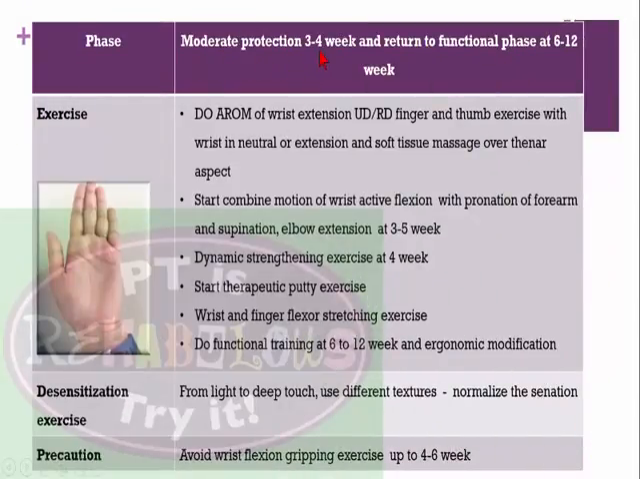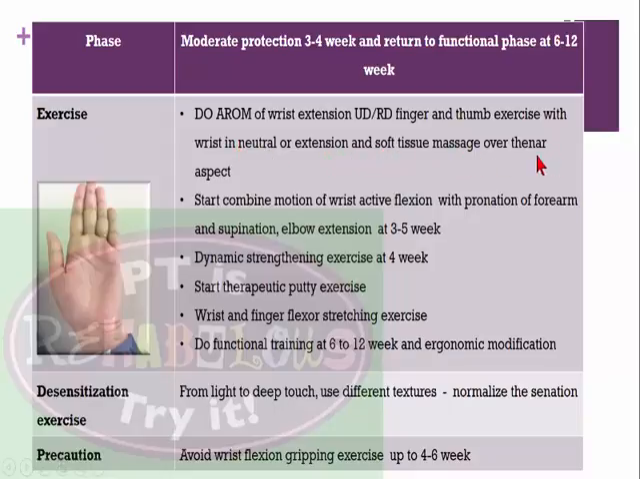Let's see the moderate protection phase, which starts at 3 to 4 weeks, and the return to functional phase, which starts at 6 to 12 weeks. For the moderate protection phase, we start active range of motion for wrist extension, radial deviation, ulnar deviation, and finger and thumb exercise with the wrist in neutral or extension.